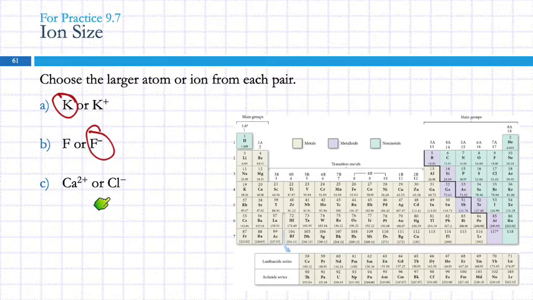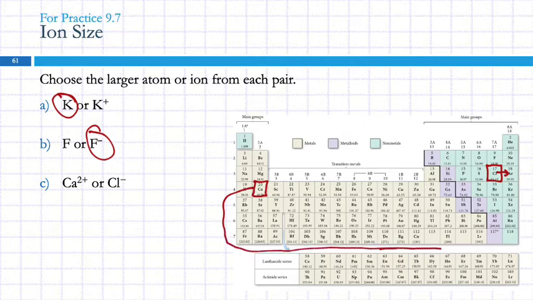Now these two. Here's where a periodic table is helpful. So here's chlorine, and it's going to gain an electron to be like argon. And here is calcium, and that's going to lose 2 electrons to be like argon.